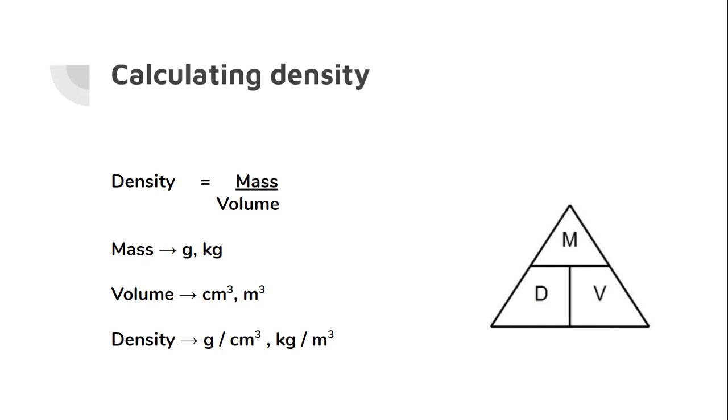You can use this triangle here to remind you of the formula of density, and it can help you also to rearrange the formula. If you want to calculate the density, you cover the density and your formula is mass over volume. If you want to calculate mass, you cover the mass and your formula is density multiplied by volume. If you want to calculate the volume, you cover the volume and your formula is now mass divided by density. Here's an example for you to try.